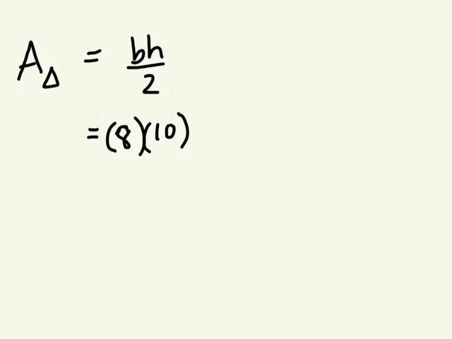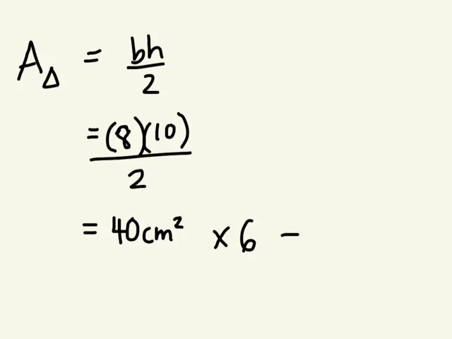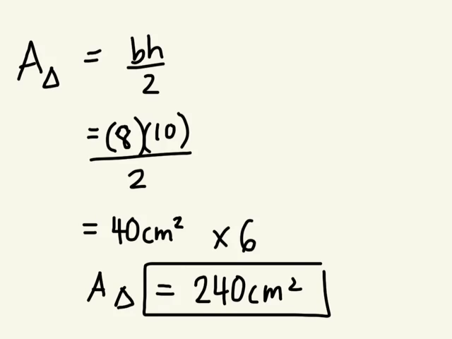Good. Area of a triangle is equal to base times height divided by 2. What's the area of one of these triangles? Good. 40 centimeters squared. How many triangular faces were in the shape? Good. What's the total area of all 6 triangles? 240 centimeters squared. Okay, and then finally we had the area of the rectangle.